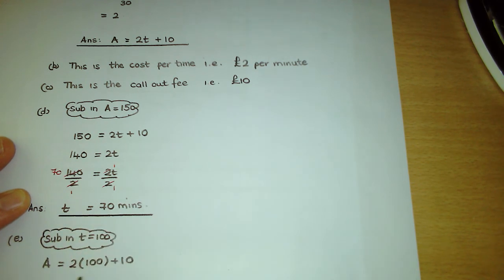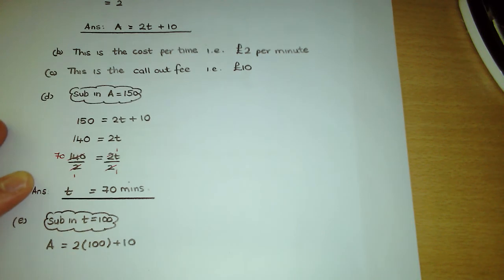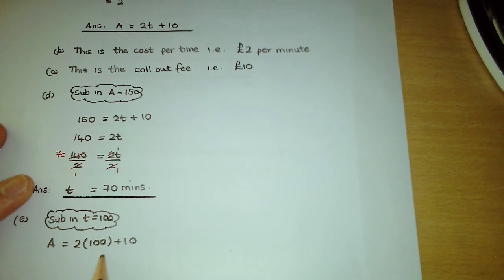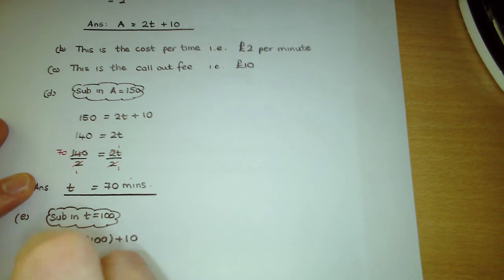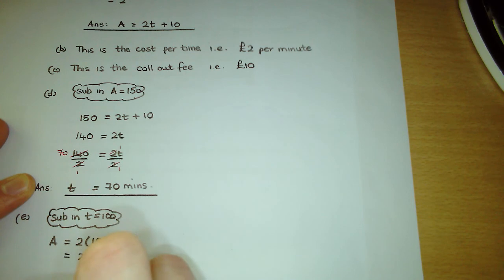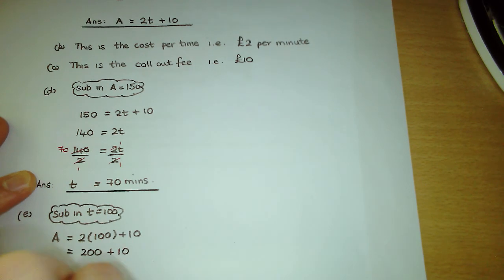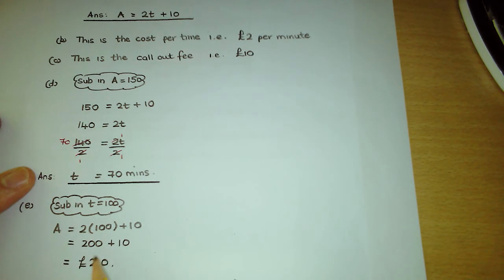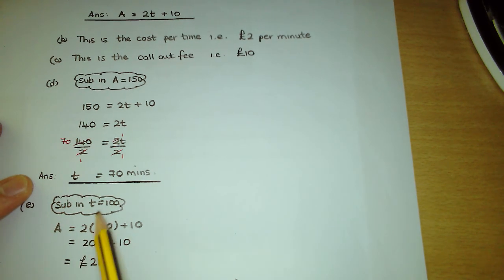And again, note I'm subbing a number into a formula that has a coefficient, so I have to put brackets around it. There's no powers, there's no brackets with more than one term, so we're going to do our multiplying first here. So that's going to give us 200. And then we're going to add on 10. So we're going to end up with £210. So that is the cost of repairing a washing machine that took 100 minutes to repair.